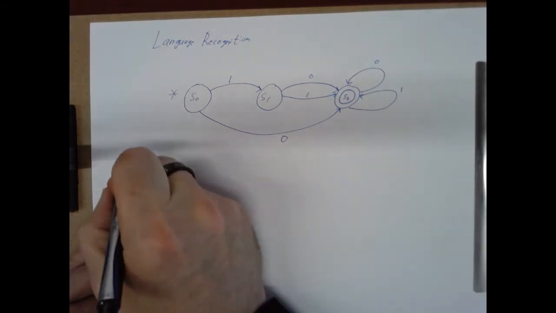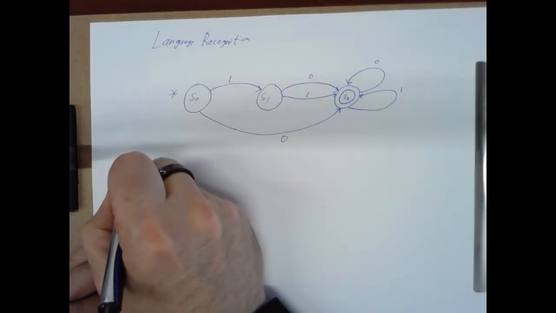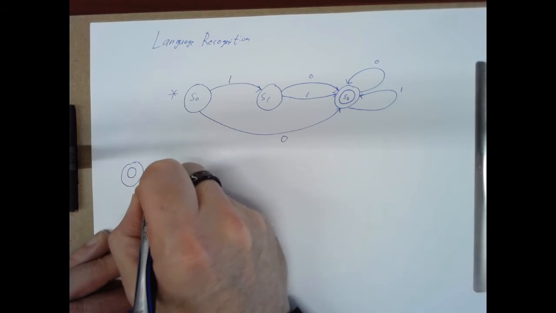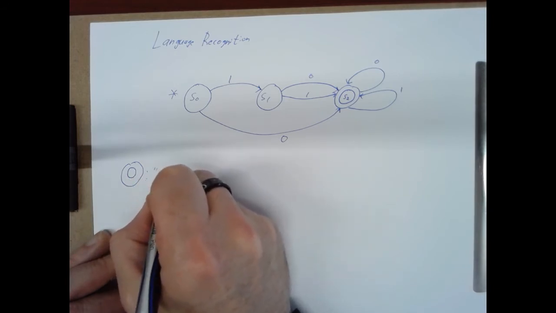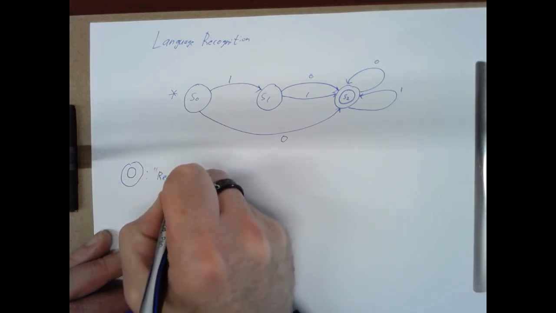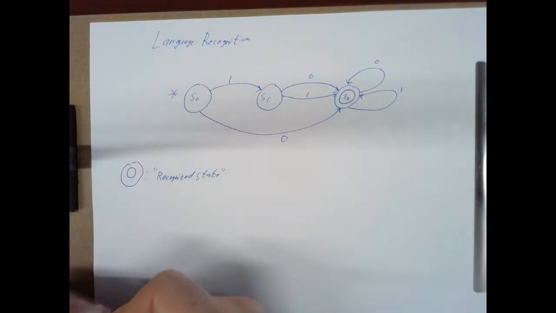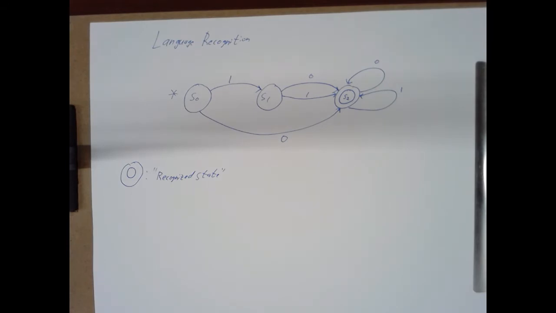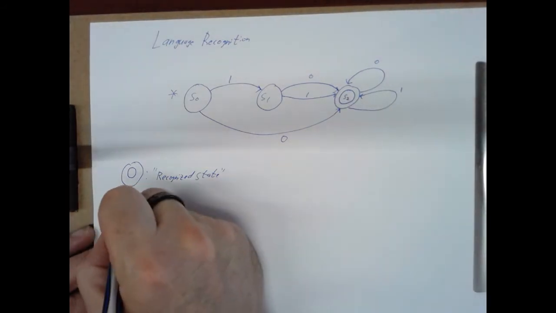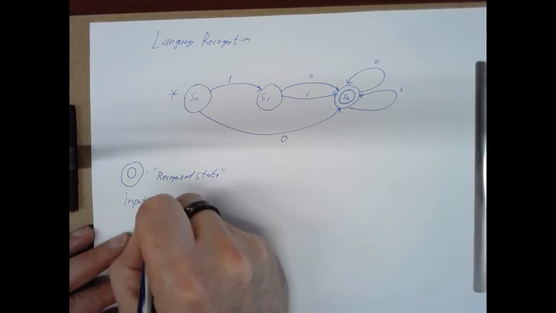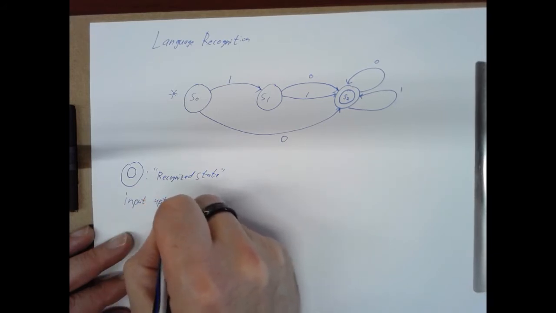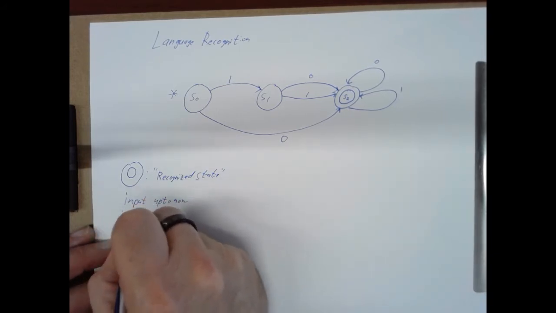So this double circle, this is what we call a recognized state. Whenever you're in the recognized state, it means that the input you've seen up to that point is recognized as part of your language. Okay, so anytime you're in a recognized state, input up to now is part of the language.